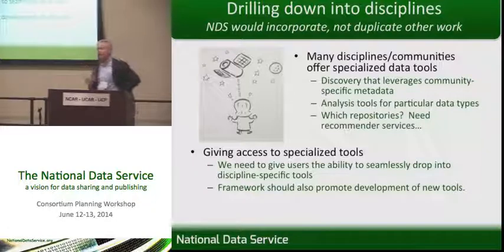Also, which repositories? We did talk about creating a few national repositories, but we would very specifically have a recommendation service based on some very basic metadata that the author of a data collection would provide, that would say, okay, it looks like your data set would be best accommodated at this campus repository or that one, or this community repository, or perhaps one of the more generic national services and so on.